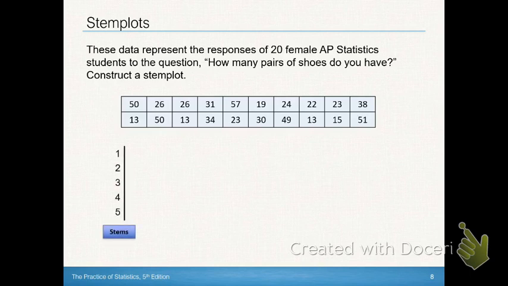And we want to complete a stem plot. If we gaze through all of these numbers, we can see some values that are relatively small, like 13, and we can see some that get pretty big, like 51. So our numbers are all 2 digits.